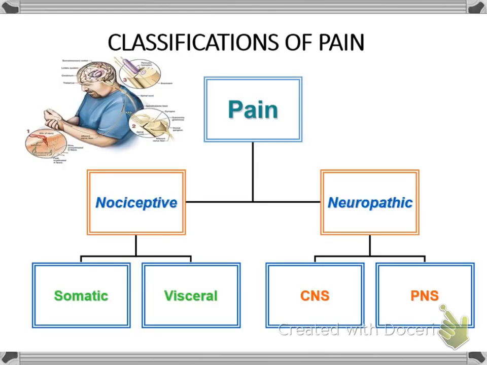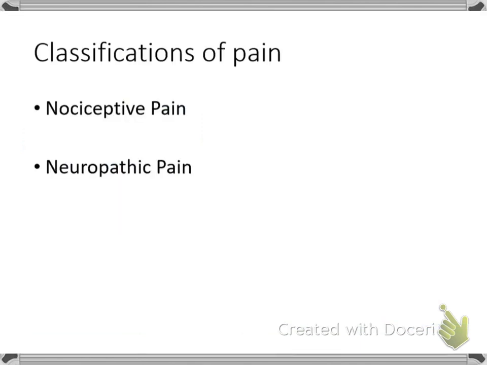So when we talk about classifications of pain, we have nociceptive pain and neuropathic pain. So nociceptive pain is your pain from somatic and visceral. So what does somatic mean? What is somatic pain? So that's like your sunburns, right? Skin pain. Visceral pain is more your organ pain. And then neuropathic pain is something coming from the spinal cord. I just said that.